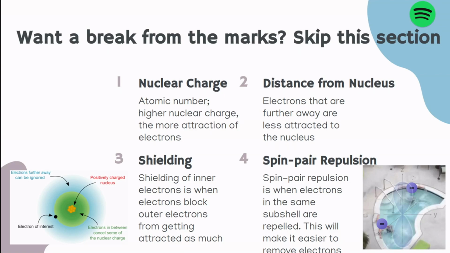Then we have our last and final one, which I mentioned earlier, spin pair repulsion. It's when electrons in the same subshell are repelled from one another. This is going to make it easier to remove electrons and that kind of stuff.